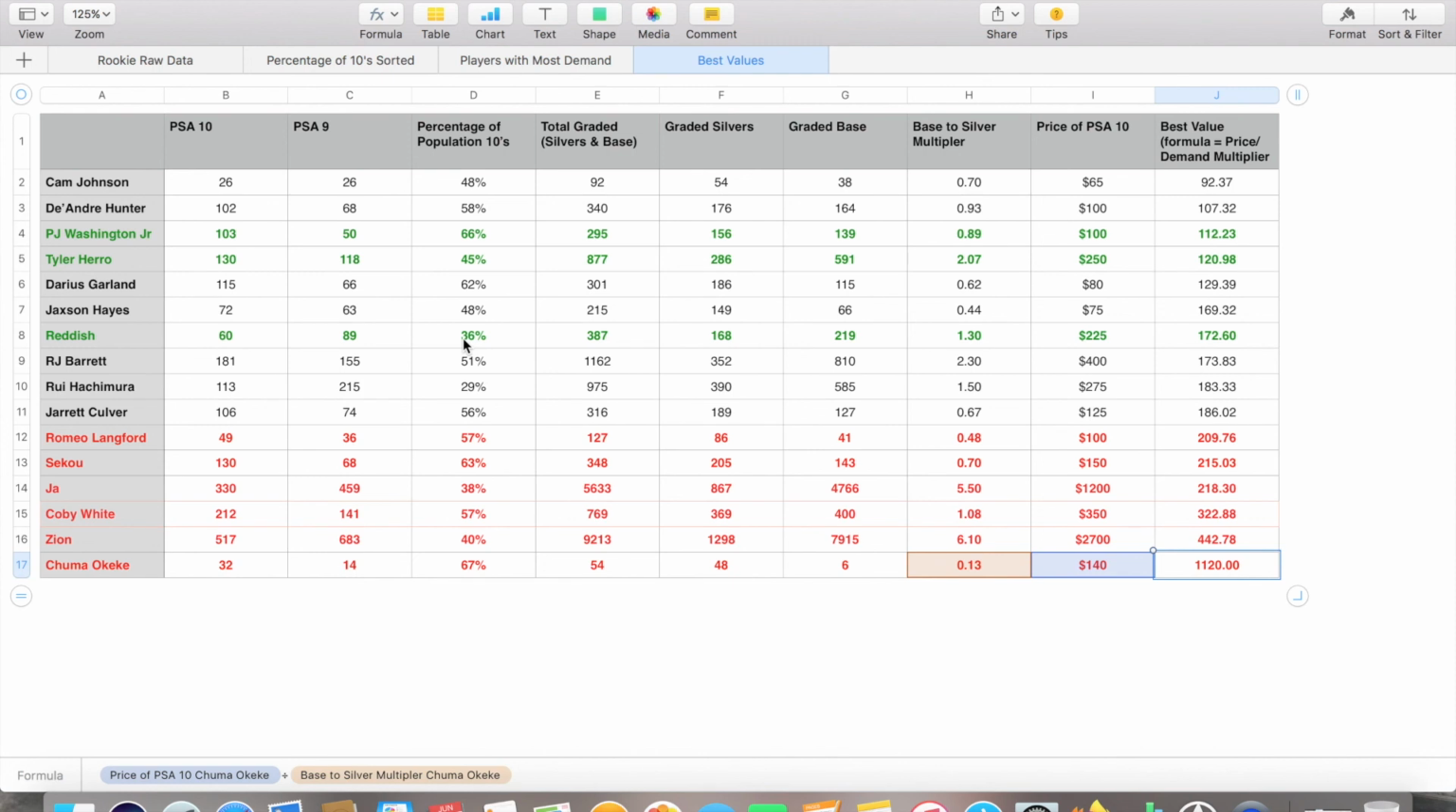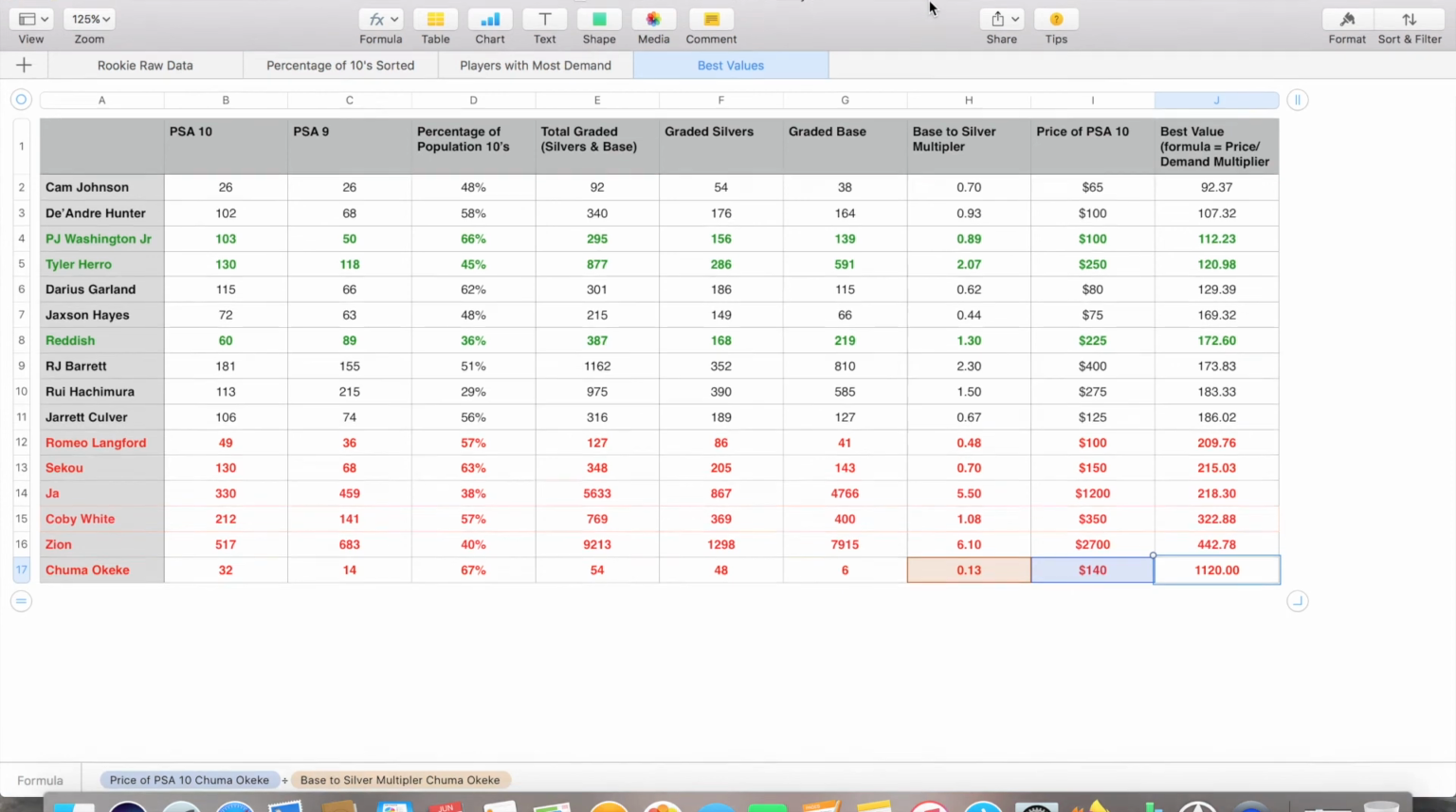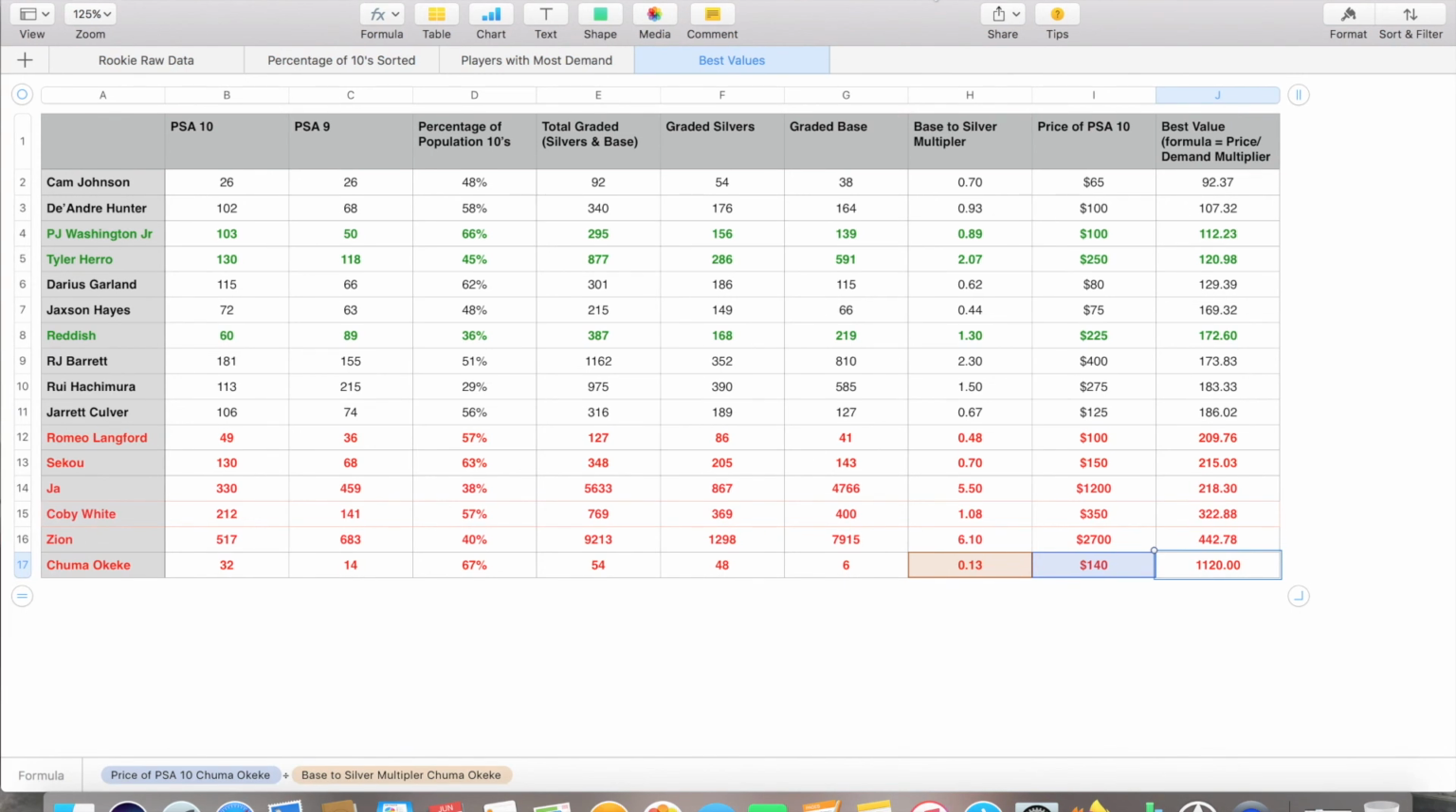So these are just my opinions. I encourage you to do your own research. Try to create some of your own demand multipliers and come up with some of your own math equations and see if the numbers are leading to a certain thesis for you guys.